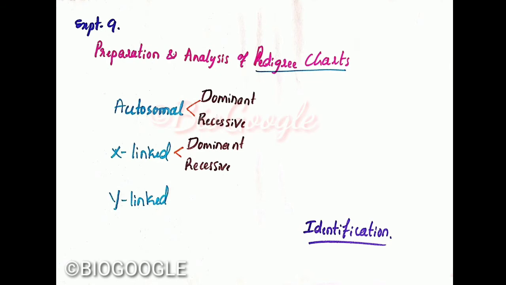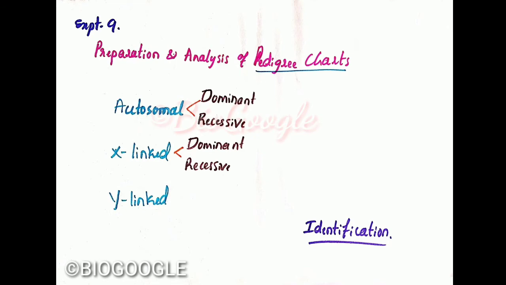Experiment number 9, preparation and analysis of pedigree charts. In principles of inheritance and variation we have discussed that the pedigree charts help to study the family history. So in practicals we have the pedigree charts for autosomal dominant disorders, autosomal recessive disorders, X-linked dominant disorders, X-linked recessive disorders, and ultimately Y-linked disorders. So one of the charts will come in the identification part for 2 or 3 marks.